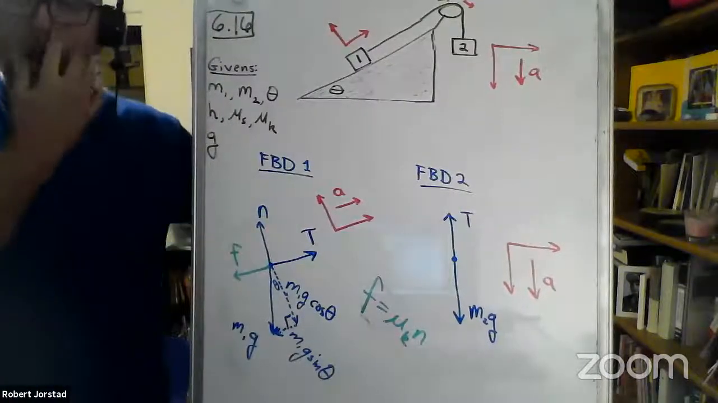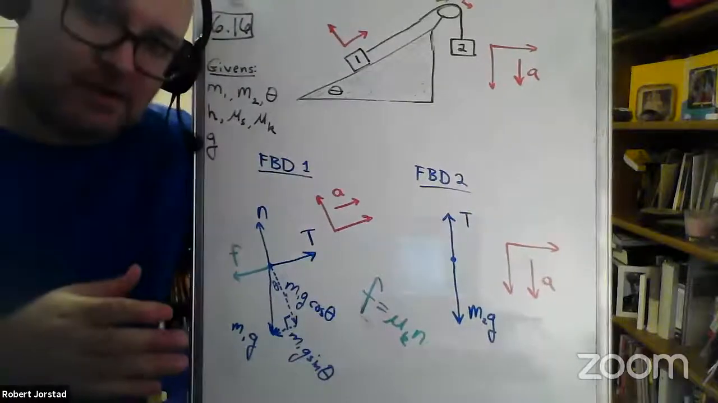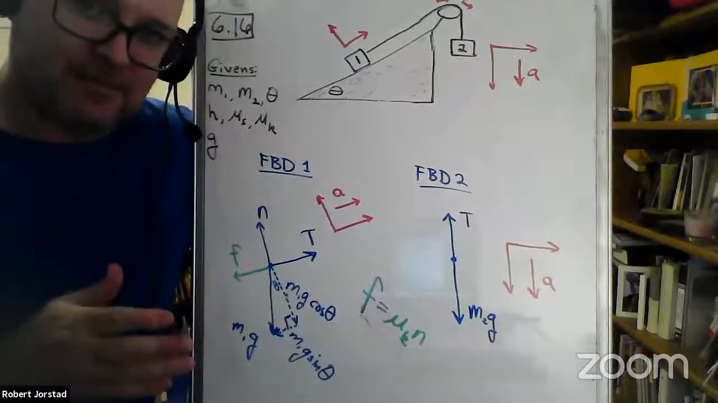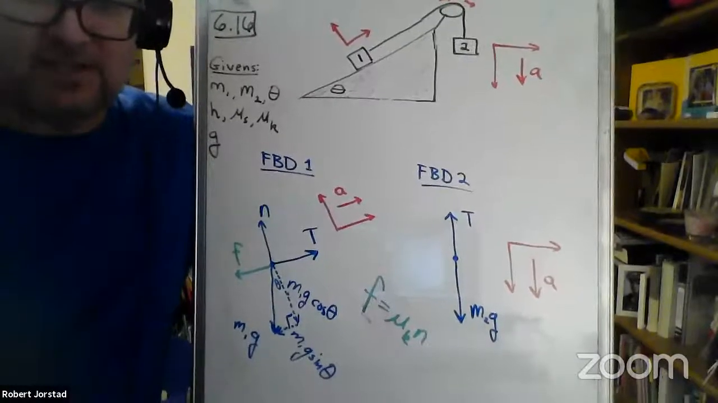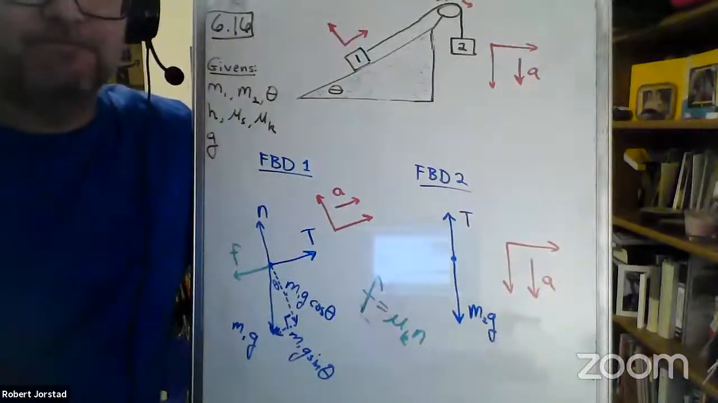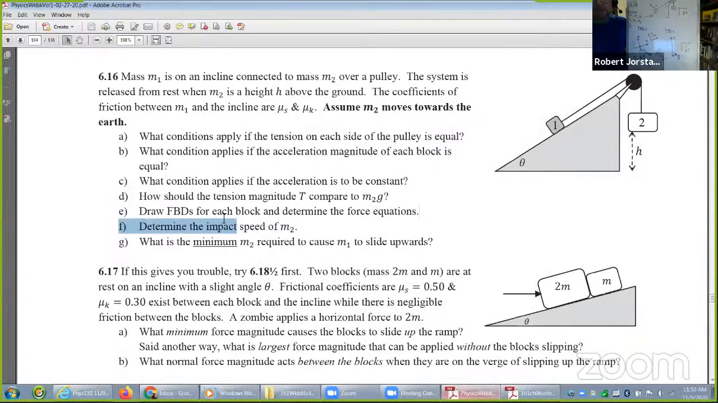So now we could write the equations, stack them, and add them and learn something. I don't know what we're supposed to learn, but let's go read the question. Okay. I think you could write down the force equation. We're trying to find the impact speed of M2. Any ideas? So I think you could write the force equations.